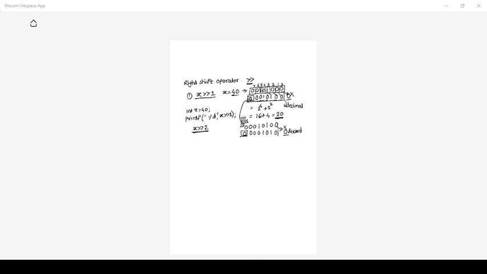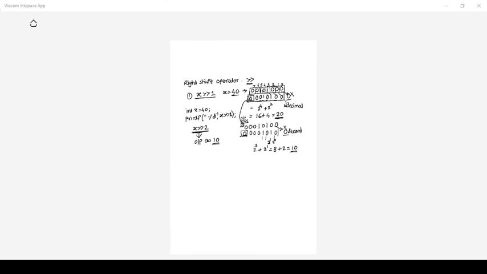So you can see this is the 2 raised to 0th position, 2 raised to 1, 2 raised to 2, 2 raised to 3. So let me take only 2 raised to 1 plus 2 raised to 3. Okay, so 2 raised to 3 is what? 8, and 2 raised to 1 is what? 2. So 8 plus 2 is what? 10. So for x right shifted by 2, you will get the output as 10. Okay, so this is for the right shift operator.